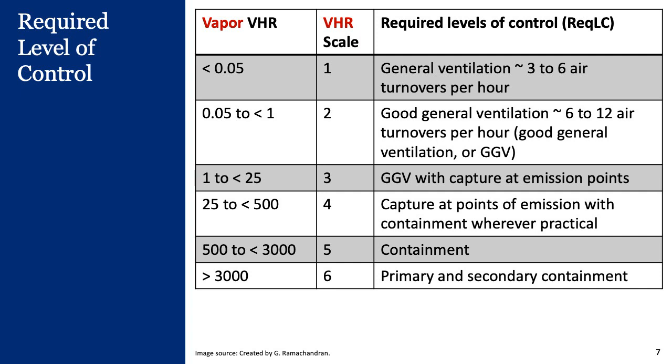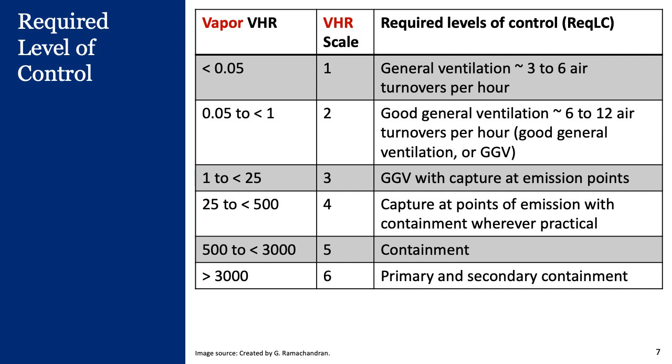If the vapor hazard ratio is between 500 to 3000, then we need containment. And then if the VHR is greater than 3000, we need primary and secondary containment, meaning it's very, very toxic and volatile.